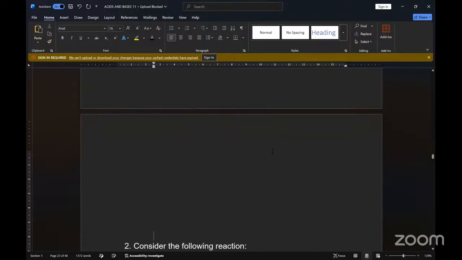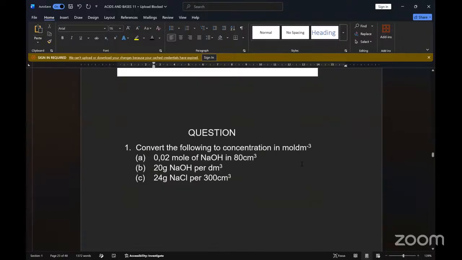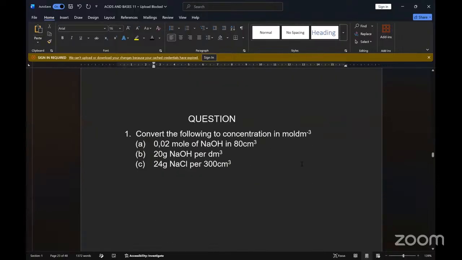Okay, so let's start with the first set of questions. The first one says convert the following to concentration in mole per dm cube. So we talk about solution here. This is solution. We take A. This is 0.2 mole of sodium hydroxide in this.